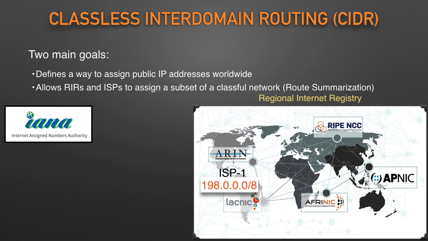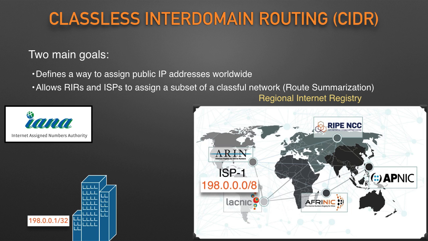198. The second major CIDR feature allows RIRs and ISPs to reduce waste by assigning a subset of a classful network to a single customer.